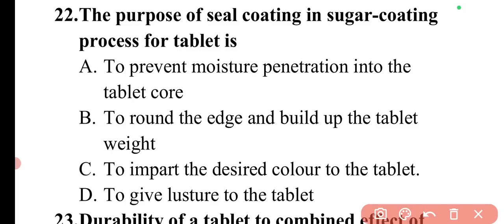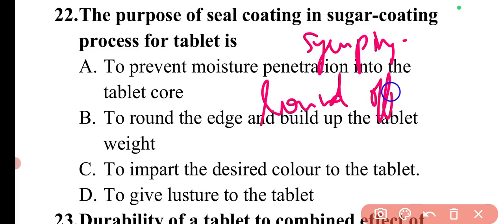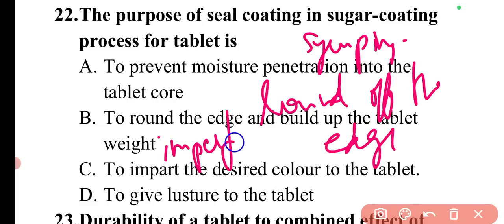Then the third step, that is syruping or syrup coating. It is basically done in order to impart roundness to the edges, or to correct any imperfection that is caused due to subcoating. So those imperfections will be corrected with the syrup coating process. So these three purposes you must need to know for these sugar coating processes.